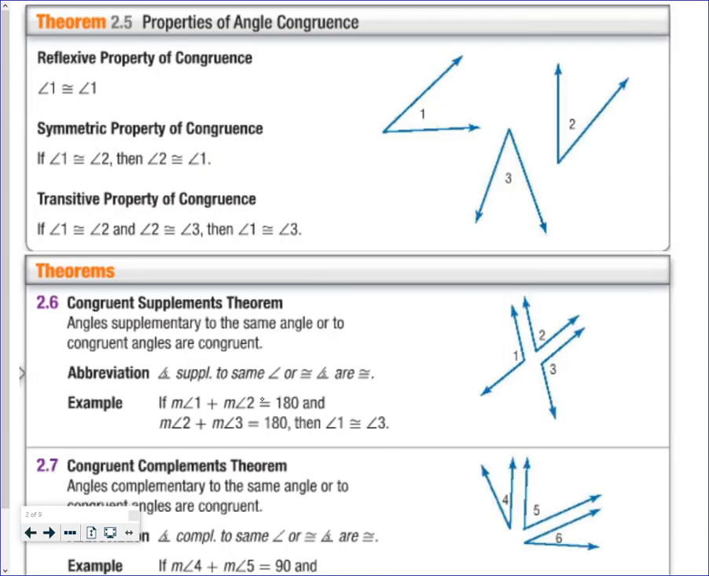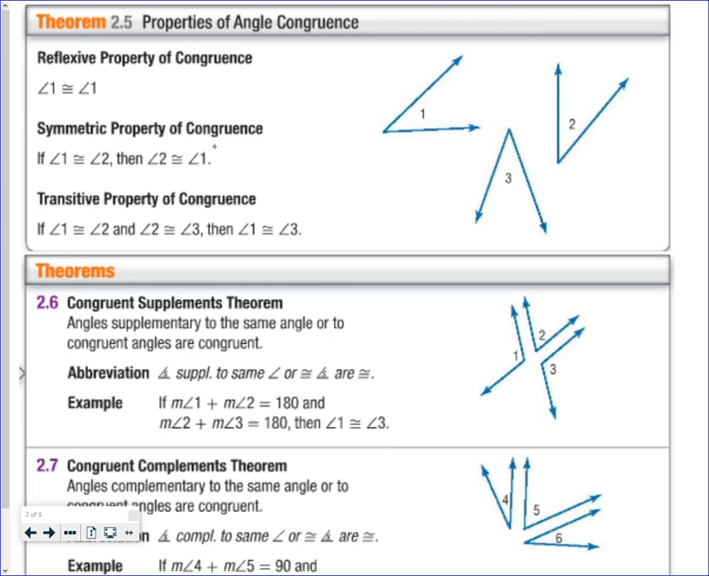These are the properties that we had the other day, I think on 2.6 probably, when I first introduced these to you, where we had reflexive, symmetric, transitive, property of equality. Today we have property of congruence. Isn't that going to be the same thing, though? Instead of an equal sign, it's going to be a congruent sign. It's the exact same thing. So here, reflexive property of congruence, angle 1 congruent to angle 1 instead of equals. It's the same thing, though, right?